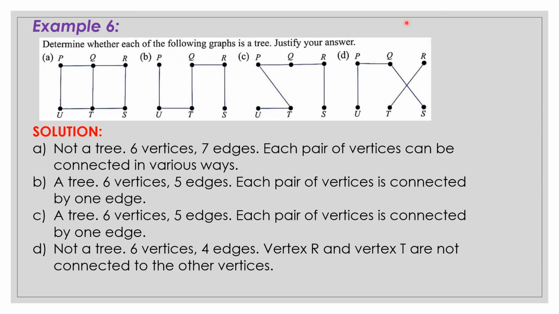And D is not a tree because you have 6 vertices and 4 edges, and vertices R and T are not connected to the other vertices. They must all be connected, and R and T here are not connected.